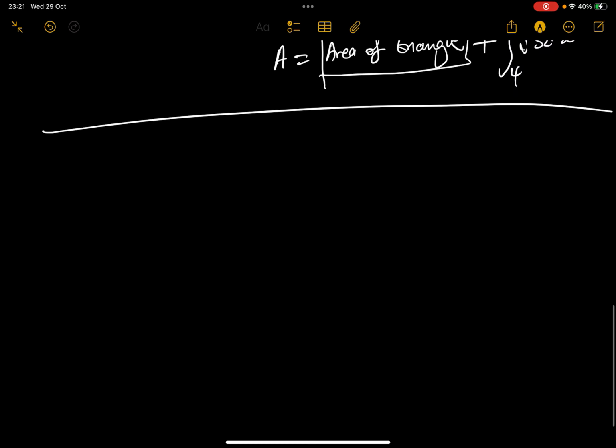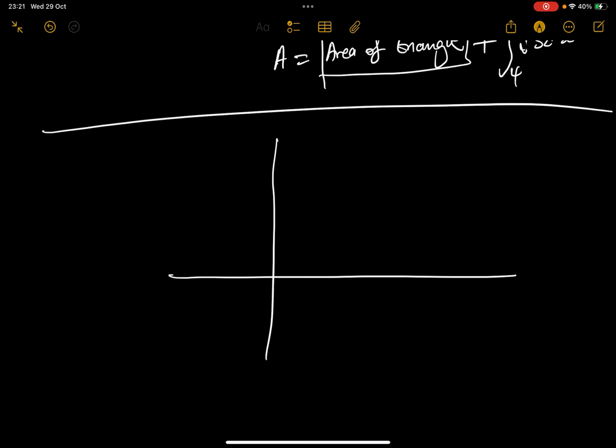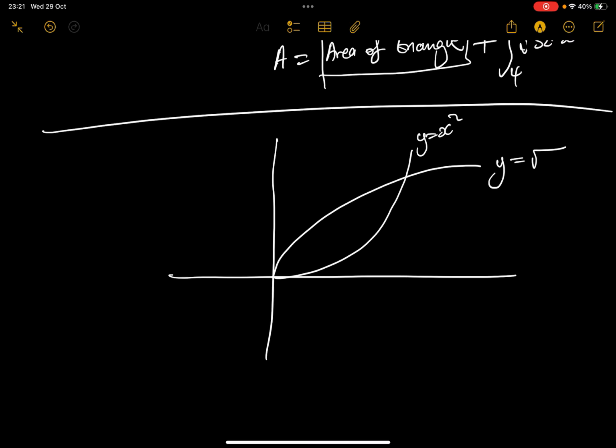So you can also draw a parabola. It is going to be like this, y equals x squared. And then, if you're looking at y, it's root x, which is the same thing as y squared equals x, right? So we are looking at this region.